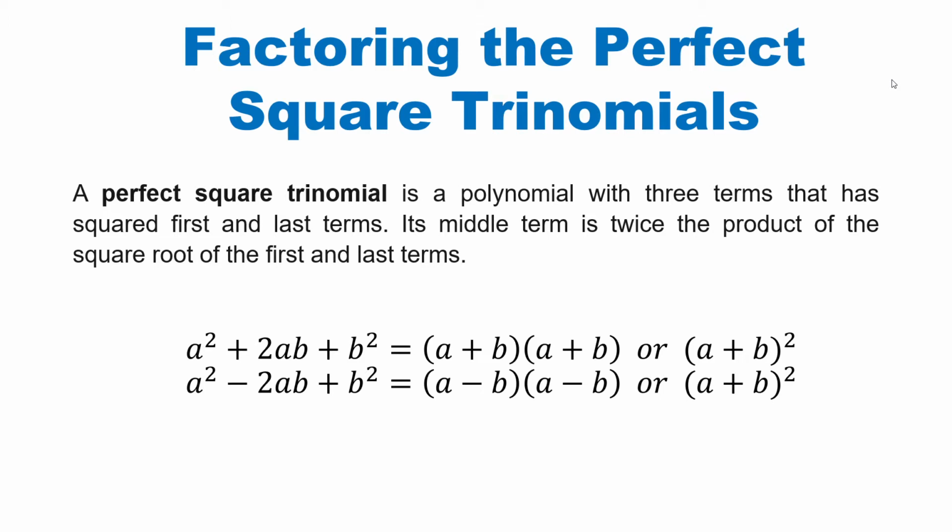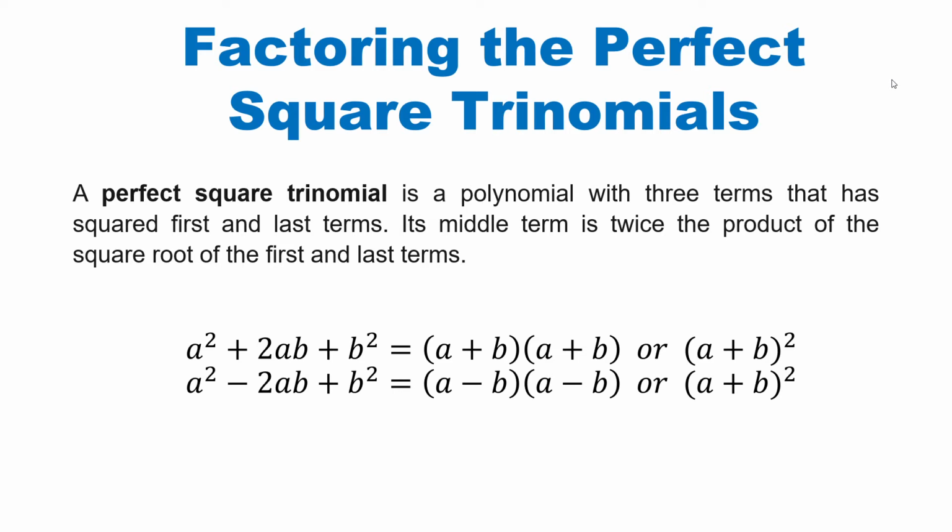First, the given is a trinomial. Second, yung first and last terms ng ating given trinomial ay meron dapat square root. Or in short, perfect square, dapat yung dalawang yun, yung first and last terms. Now, the last condition is yung ating para sa middle term.